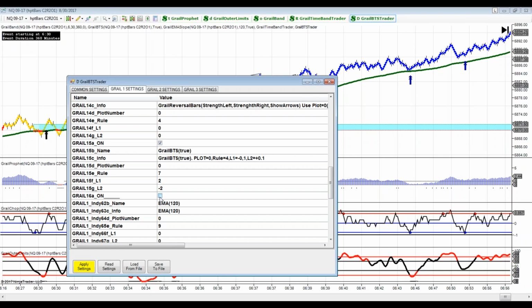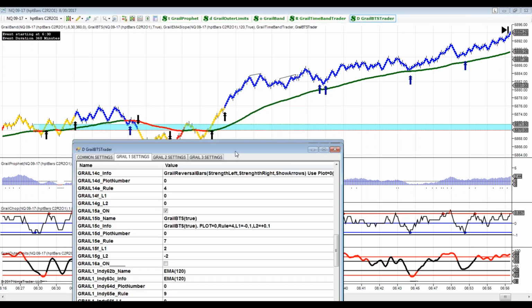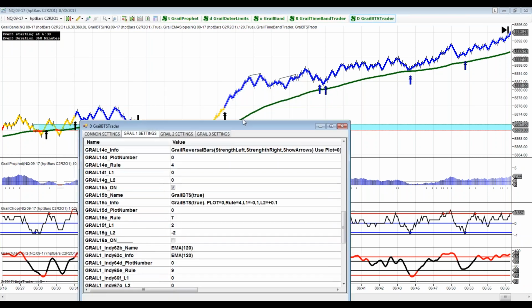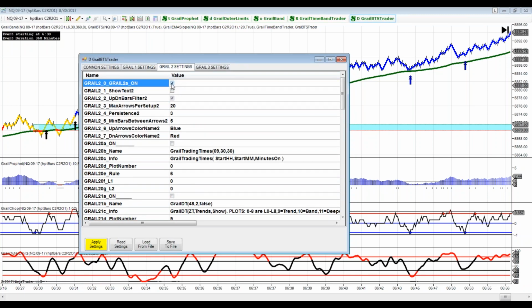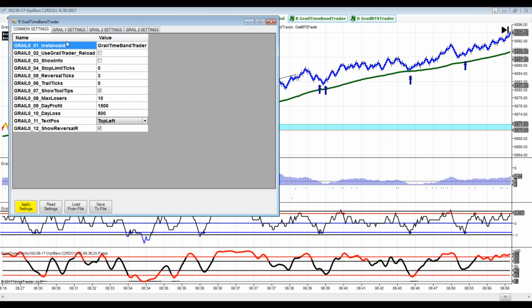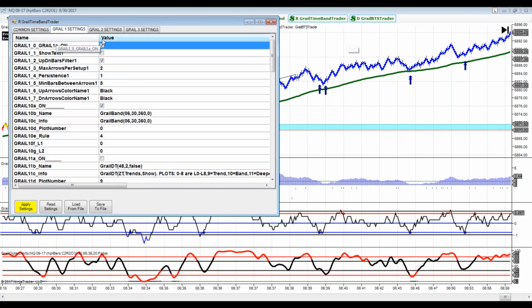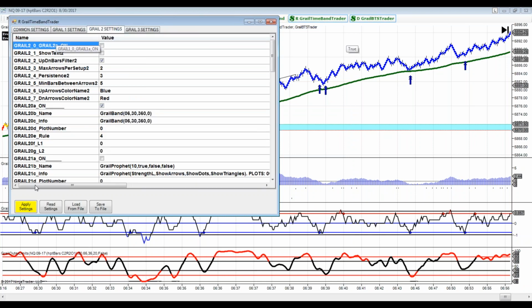I leave that up to you. I don't think there's a situation here where that filter is going to help on this. There can be. So let's just focus on the Grail 1 trades in this right now. I'm going to turn this off. Of course, that one's off. I'm going to turn off the time band trader so we can just concentrate now on the Bts Trader. Okay, apply. So this is how you can have 2 traders on the chart.